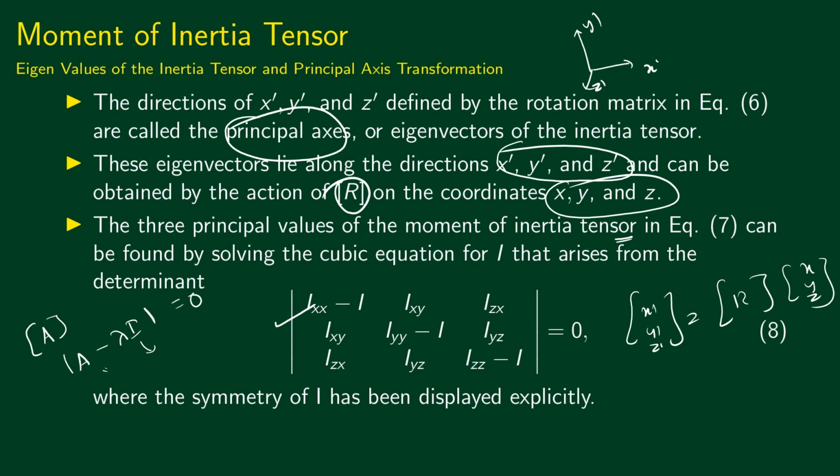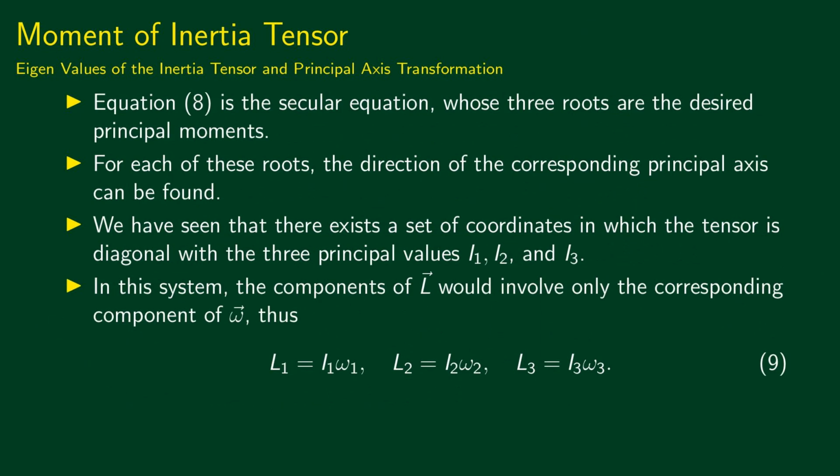Okay, we can expand this determinant. We get a cubic equation in I. We can solve this cubic equation to get three values, the three eigenvalues of the moment of inertia tensor. We can also find the eigenvectors corresponding to each of these eigenvalues, and these eigenvectors give the direction of the principal axis. So we have seen that there exists a set of coordinates in which the tensor is diagonal with the three principal values I1, I2 and I3.